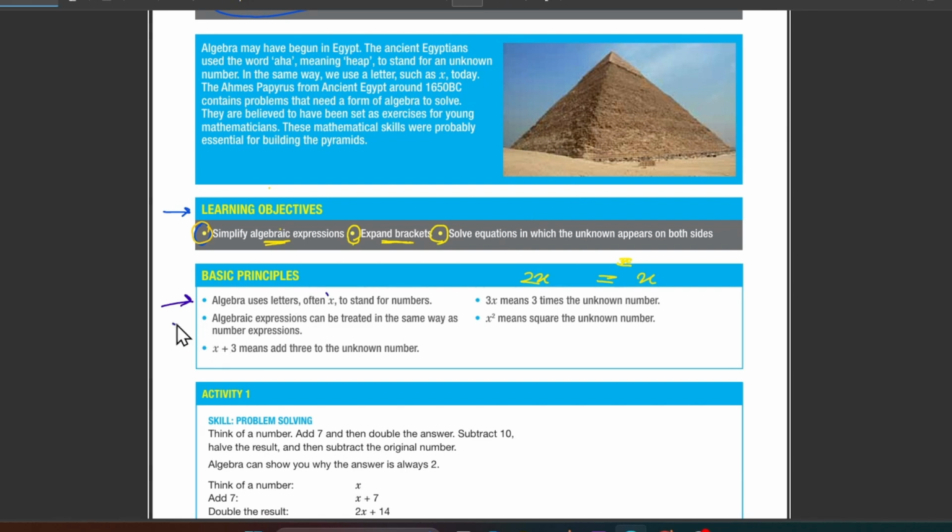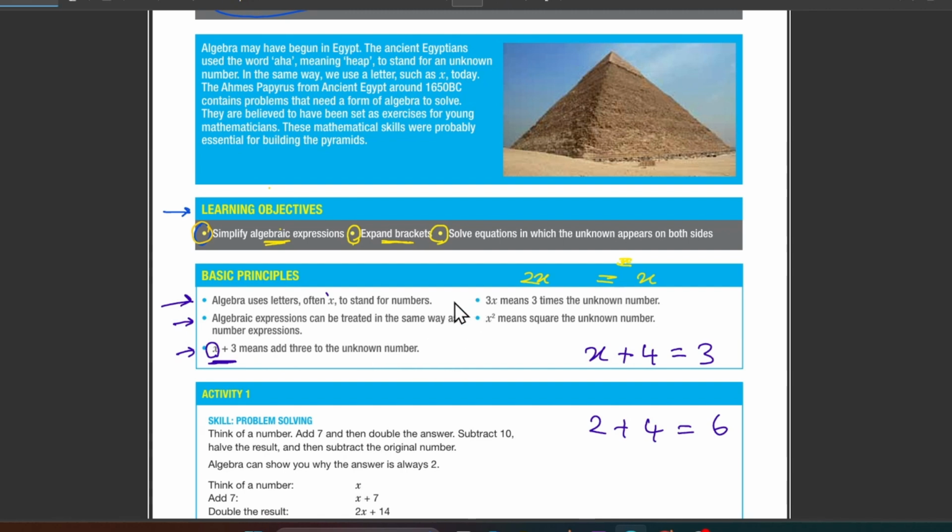The second point, algebraic expressions can be treated in the same way as number expressions. We can treat x plus 4 equals 3 same as 2 plus 4 equals 6. So we can treat the algebraic expression similar to number expressions. And x plus 3 means add 3 to the unknown number. So this is the unknown number. The meaning of the whole expression is add 3 to the unknown number.